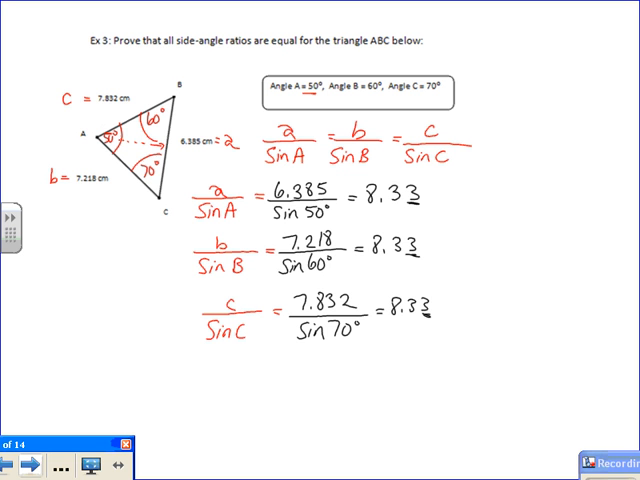I can see here that all three ratios are equal. And this is going to be true anytime I use sine law. If I have the correct side lengths and the correct angles, then I'm always going to get three ratios that are equal. That's why we can choose to set any two ratios equal, because all three are equivalent ratios.